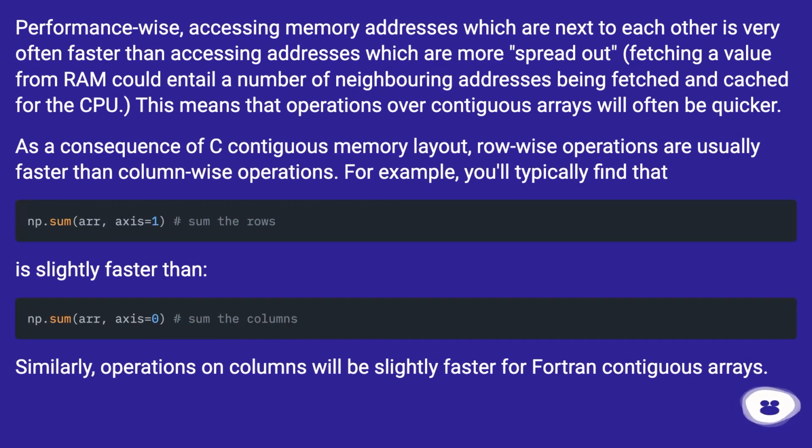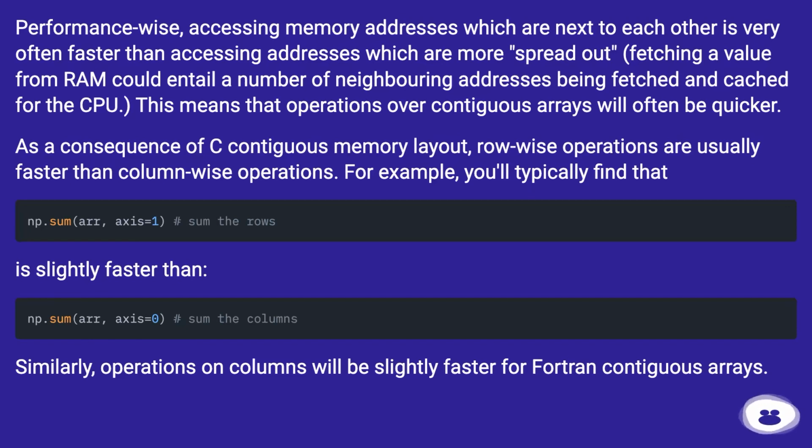Performance-wise, accessing memory addresses which are next to each other is very often faster than accessing addresses which are more spread out. Fetching a value from RAM could entail a number of neighboring addresses being fetched and cached for the CPU. This means that operations over contiguous arrays will often be quicker.